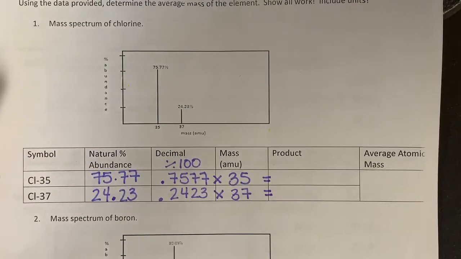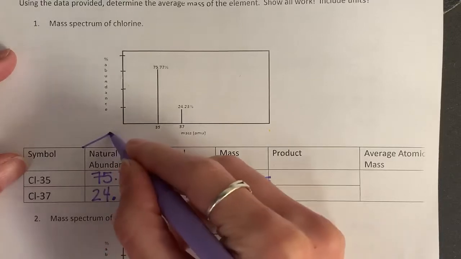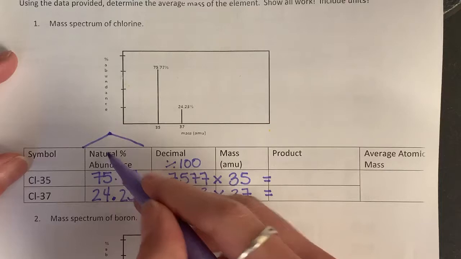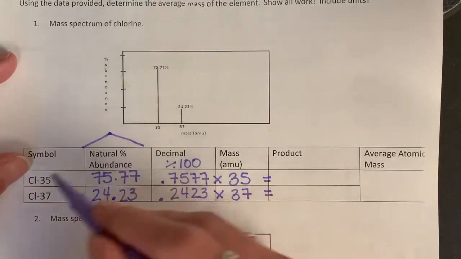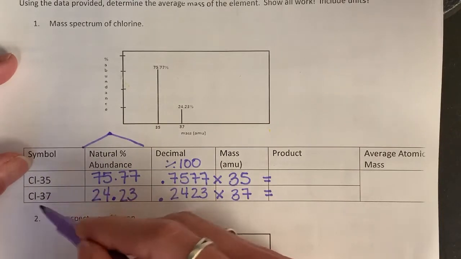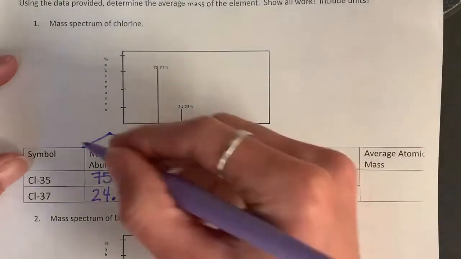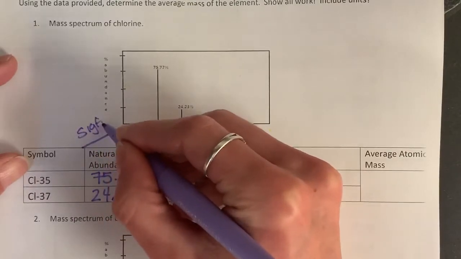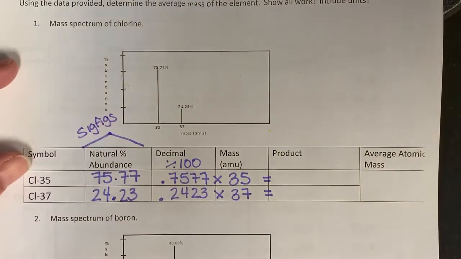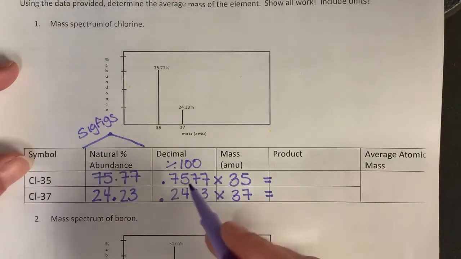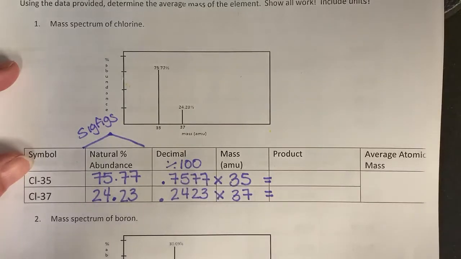Now when you do these calculations, the only measurement that you're looking at is the percent abundance. The machine is going to measure the percentage of each. Basically, it counts how many 35 isotopes there are, it counts how many 37 isotopes there are, and it calculates the percent. So I want you to base your sig figs off of this. Since there are 1, 2, 3, 4 sig figs, when I do this calculation, I'm going to keep 1, 2, 3, 4 sig figs.